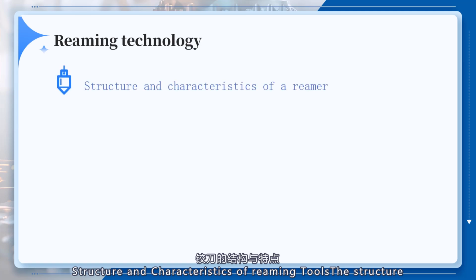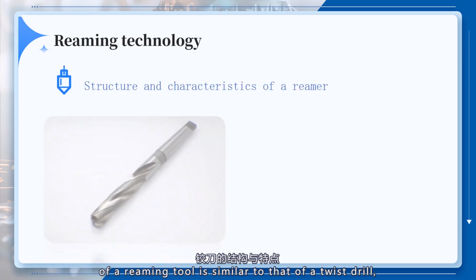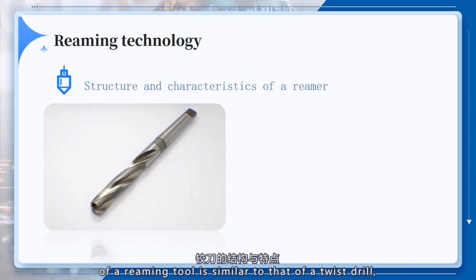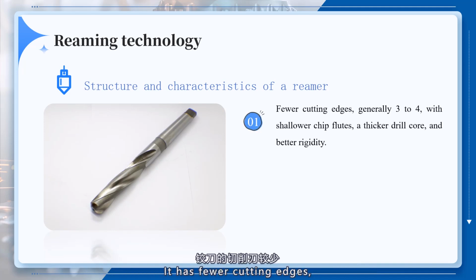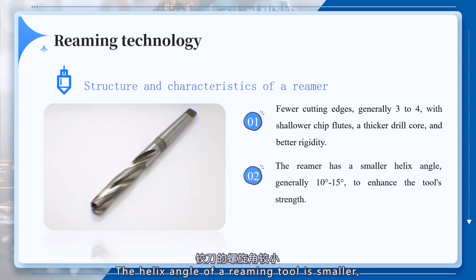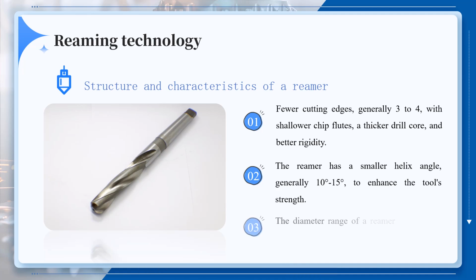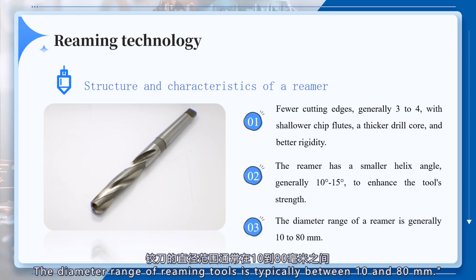Structure and characteristics of boring tool. The structure of a boring tool is similar to that of a twist drill, but there are some differences. It has fewer cutting edges, typically 3 to 4, shallower chip flutes, a thicker drill core, and better rigidity. The helix angle of a boring tool is smaller, generally between 10 degrees and 15 degrees, to enhance the strength of the tool. The diameter range of boring tools is typically between 10 and 80 millimeters.